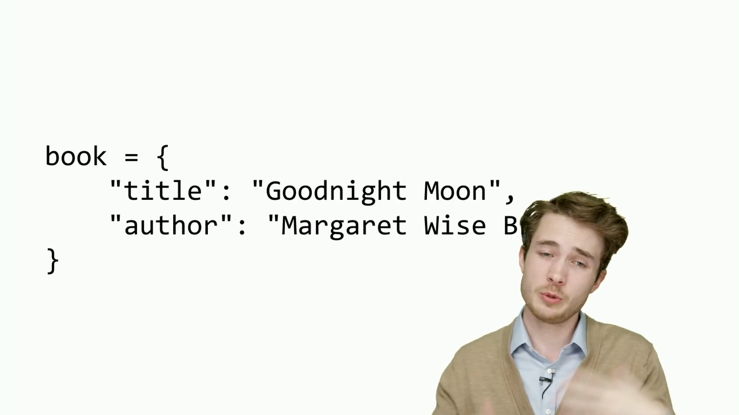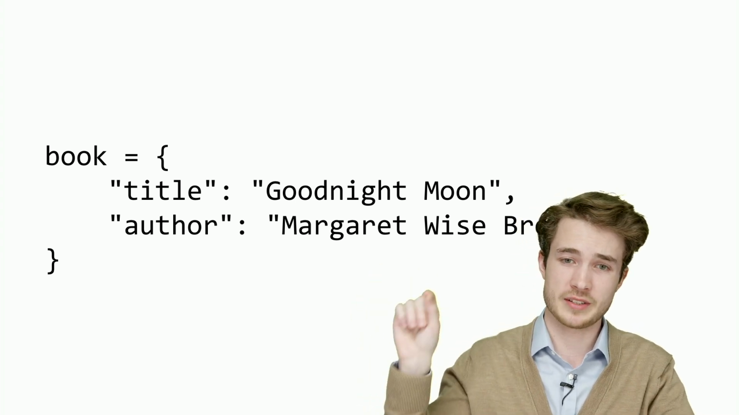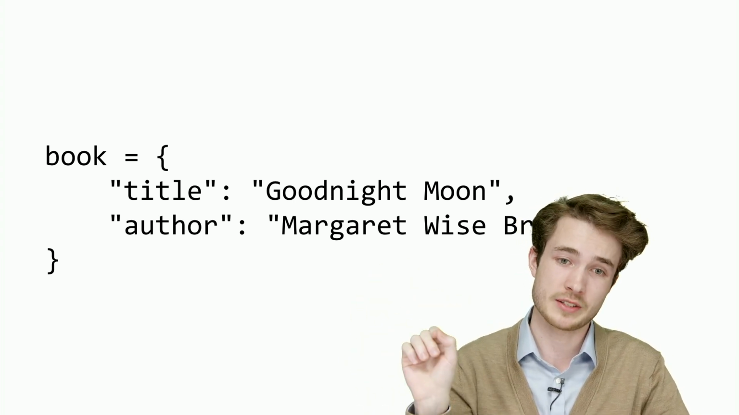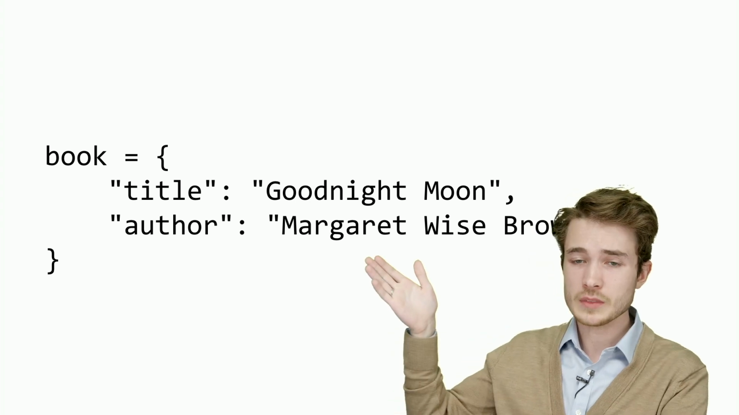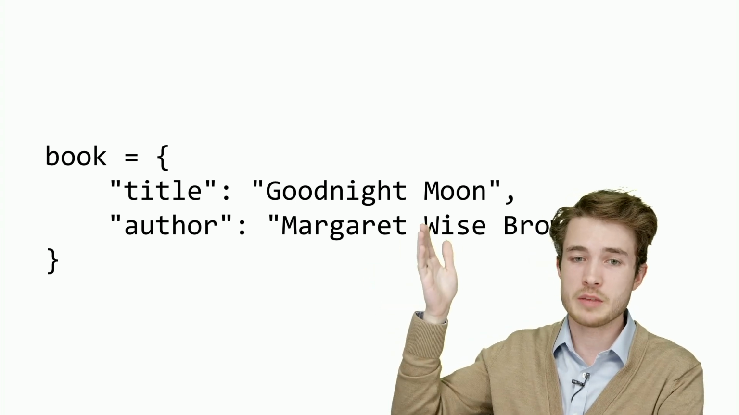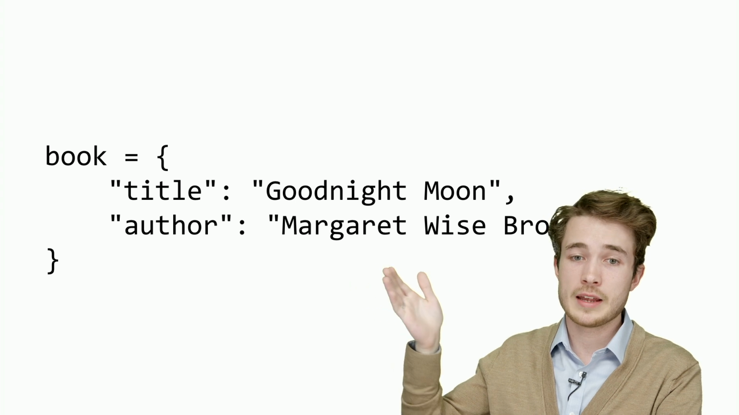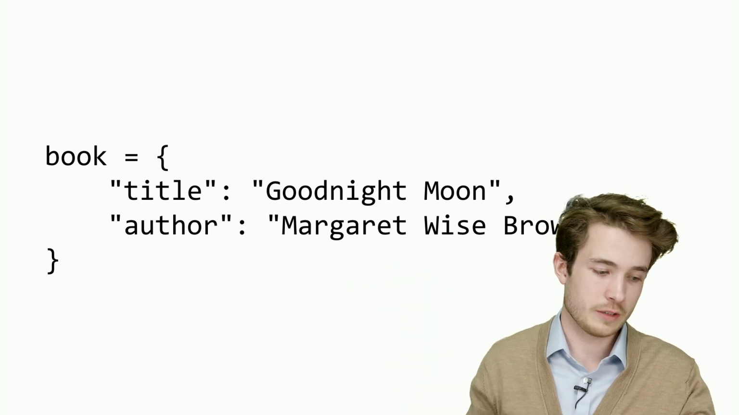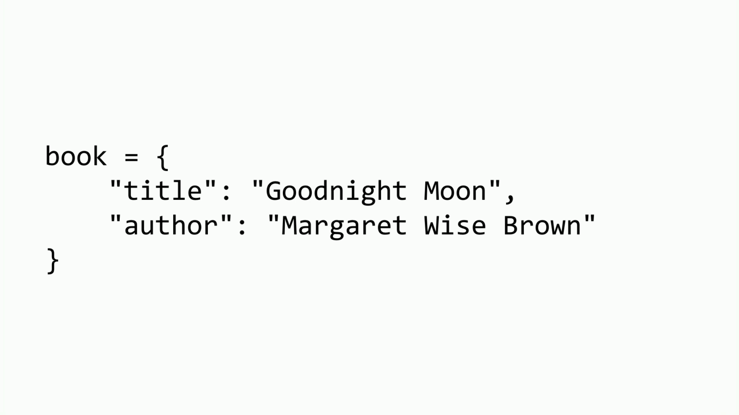Like here we have a new dictionary, denoted by these curly braces now, not square brackets, but curly braces. And we have the key, like title, and the value, like Goodnight Moon, and the key author, and the value Margaret Wise Brown. To give you the full picture here, it looks a bit like this.